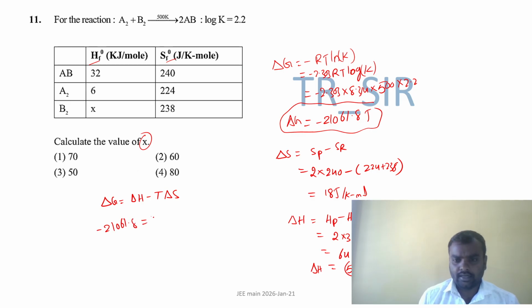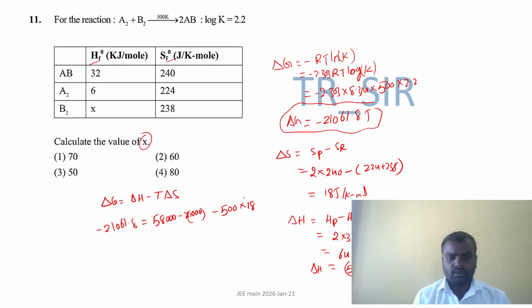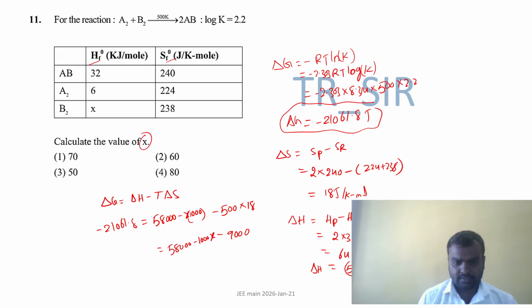So minus 21061 is equal to del H value 58,000 minus X into 1000, minus temperature 500 into entropy, how much? 18. Let us solve this one. 500 into 18, you're getting 9,000. Now 58,000 minus 1000 X.